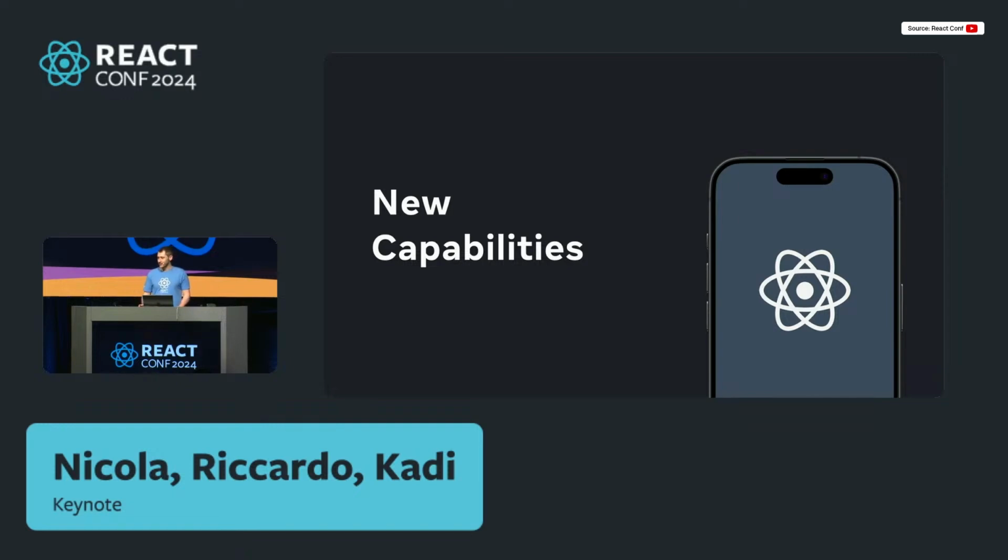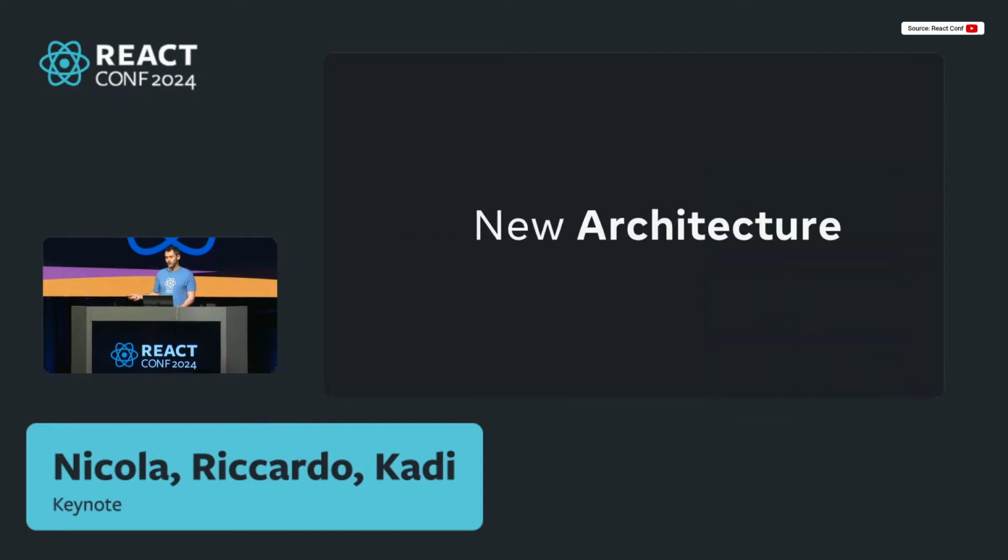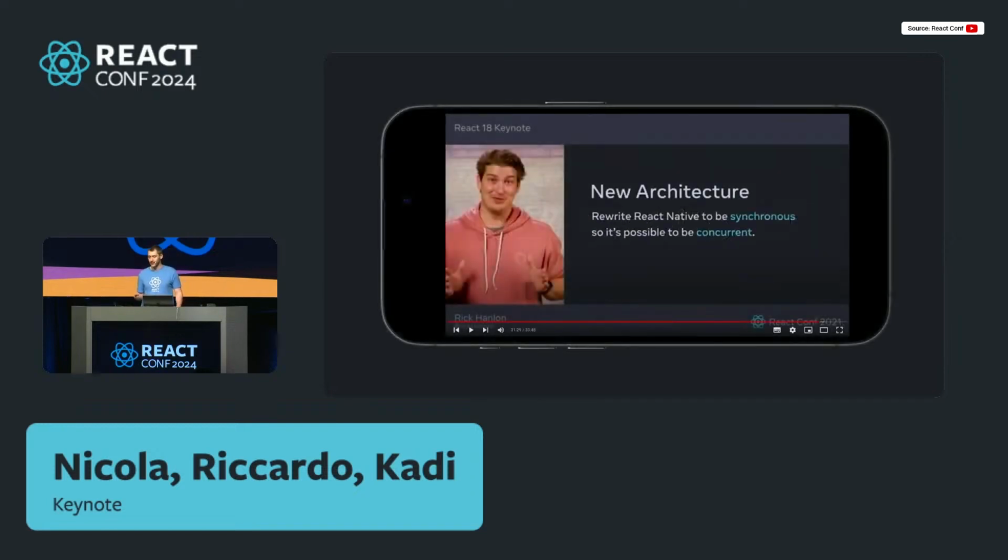So I want to talk about new capabilities that we are pushing to the React Native core to let you bring all the features that you learned about React yesterday into your native application. And I really cannot talk about new features without mentioning the new architecture. Let me borrow the words of my colleague, Riccardo, from React Conf 2021 to describe what the new architecture is. It is basically a rewrite of the internals of React Native to make it synchronous so that we can use concurrent features in React Native.